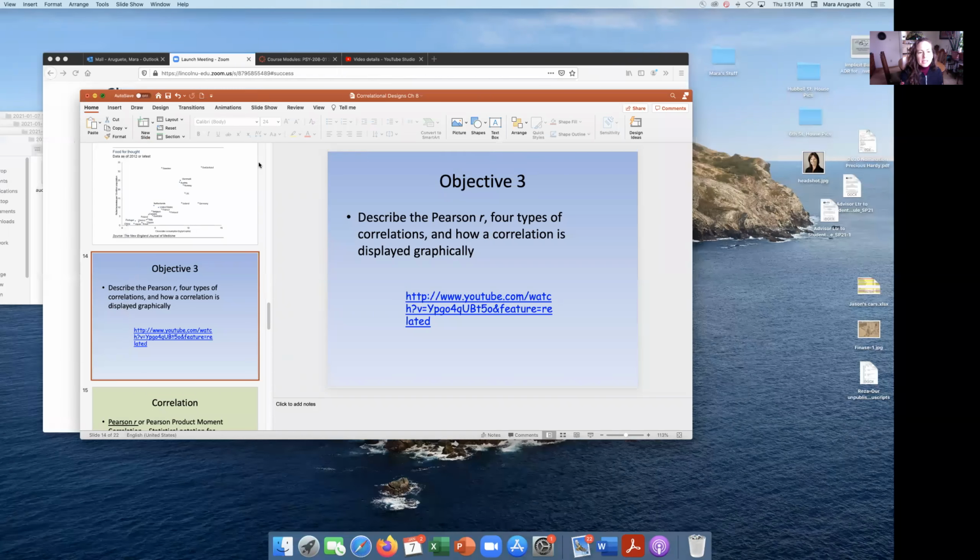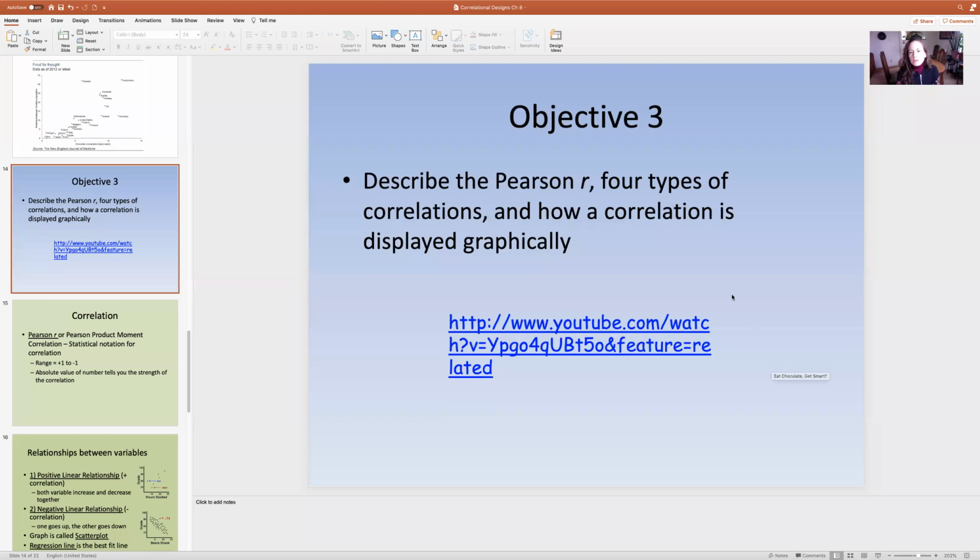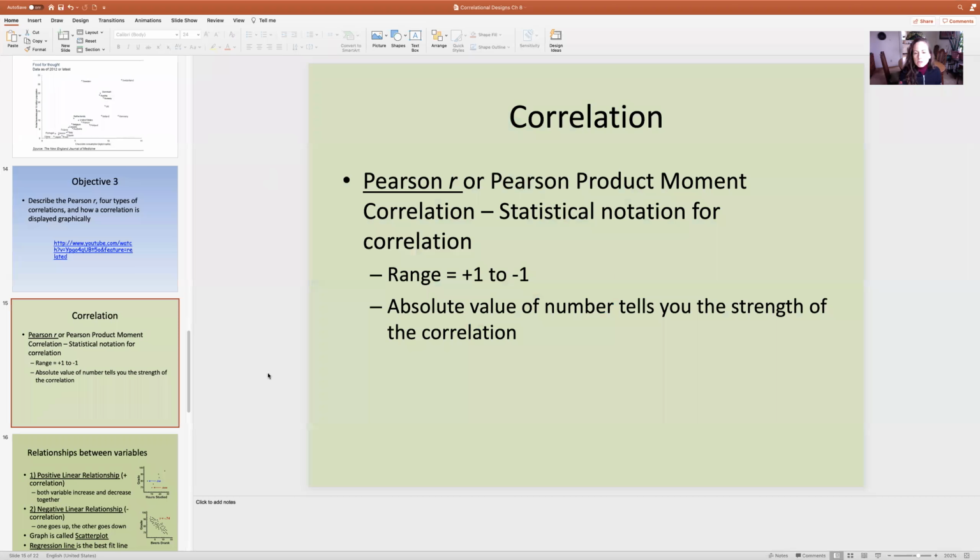So chapter 8, we're on objective 3. We're going to describe the Pearson R, which is a statistical measure of a correlation. We'll talk about 4 types of correlations and then how a correlation is described graphically. Okay, first, we have the Pearson R, or what's written out as the Pearson product moment correlation, and it is the statistical notation for a correlation.